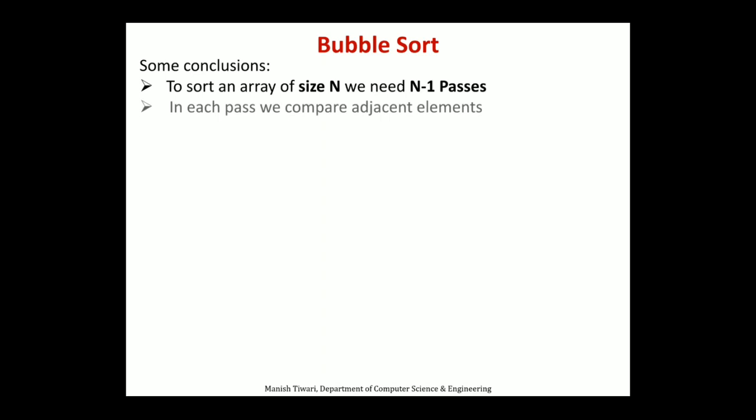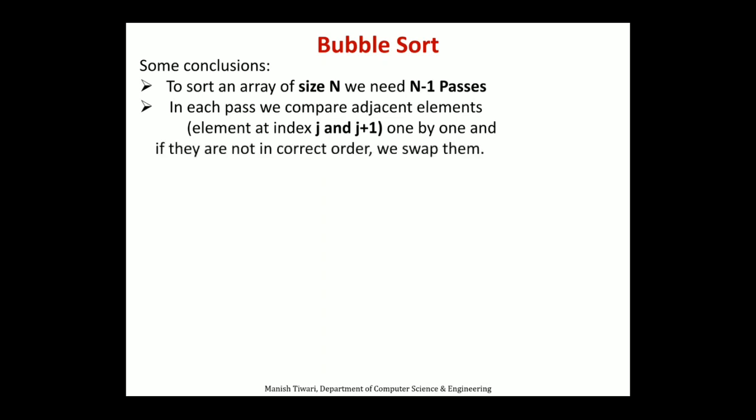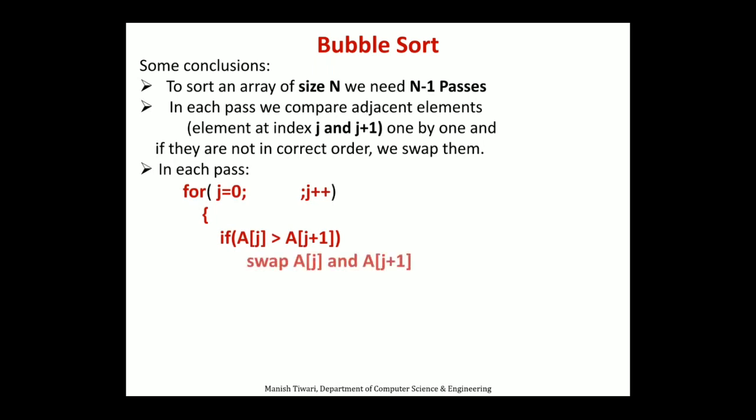The second point is that in each pass we compare adjacent elements. That means we compare the element at index, let's say j, and the element present at index j plus 1, and if they are not in correct order we swap them. So in each pass we compare aj and aj plus 1, and if the value of aj is greater than aj plus 1, we swap these elements.